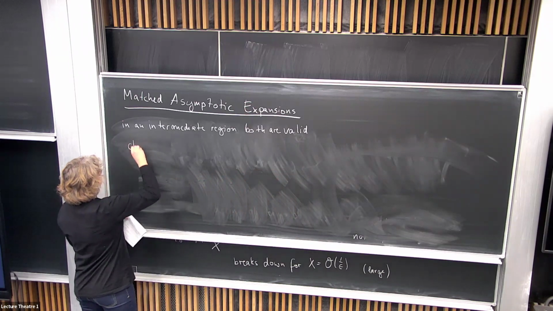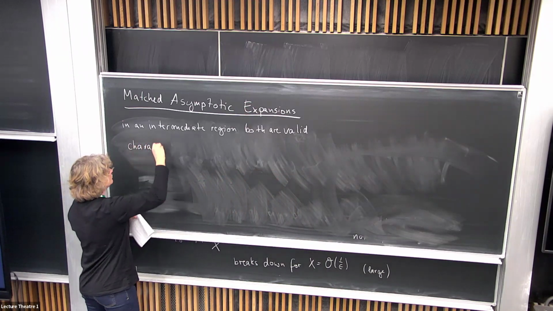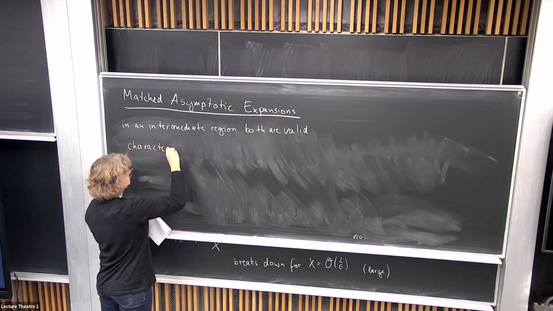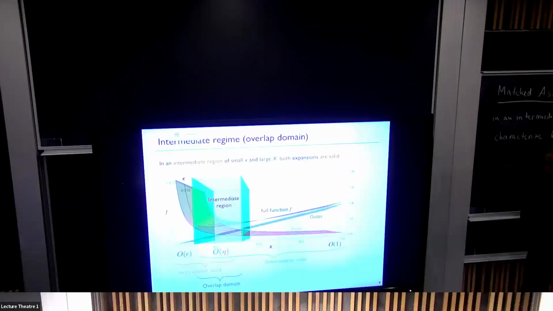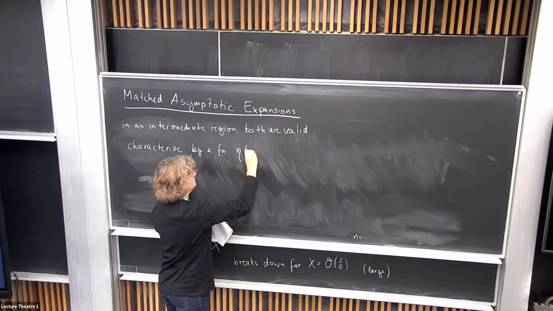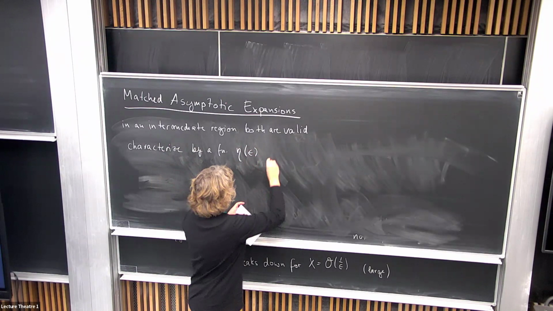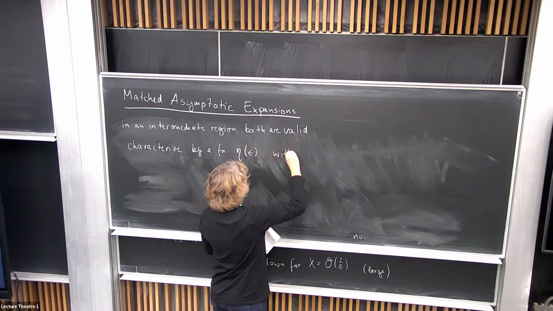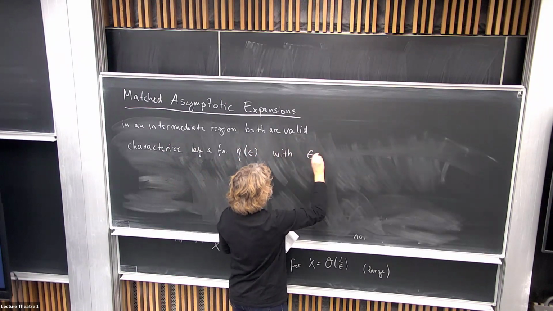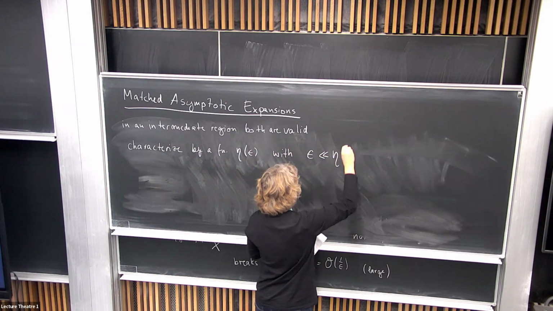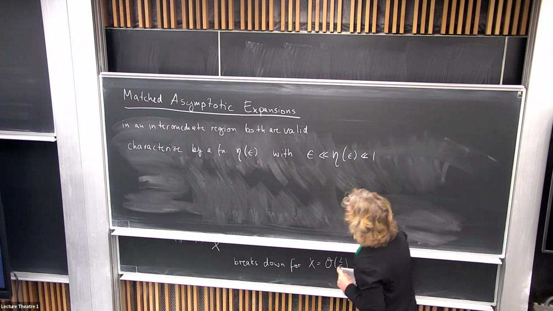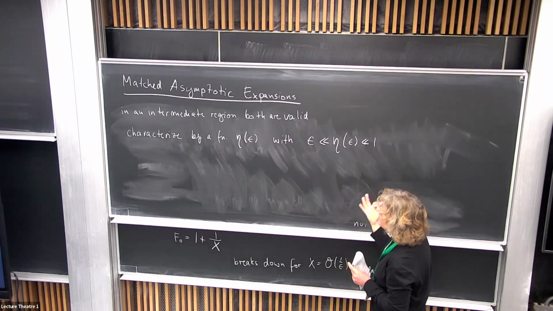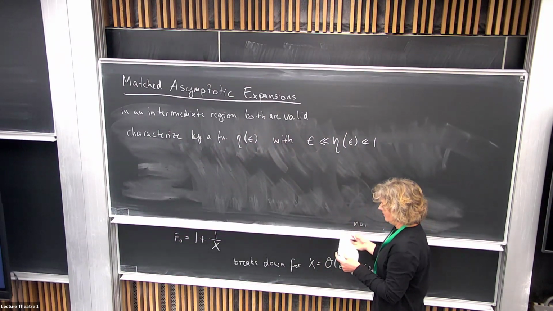So we introduce a function eta, eta of epsilon, which is intermediate between epsilon and 1. And we don't know yet what this is. We just introduce it so that we can characterize an intermediate region.